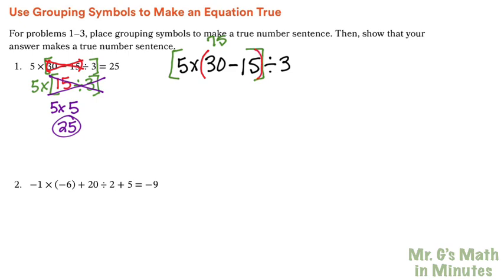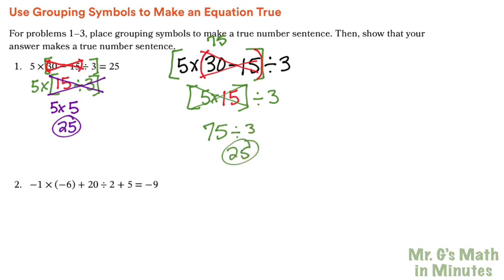If I do 30 minus 15 first, that's going to give me 15. That parentheses goes away. I'm left with my bracket, my 5 times, my closing bracket, and then divided by 3. 5 times 15 is 75, so that bracket goes away. Divided by 3 gives me 25. So there are different ways that you can group these things together and still come up with the same answer.